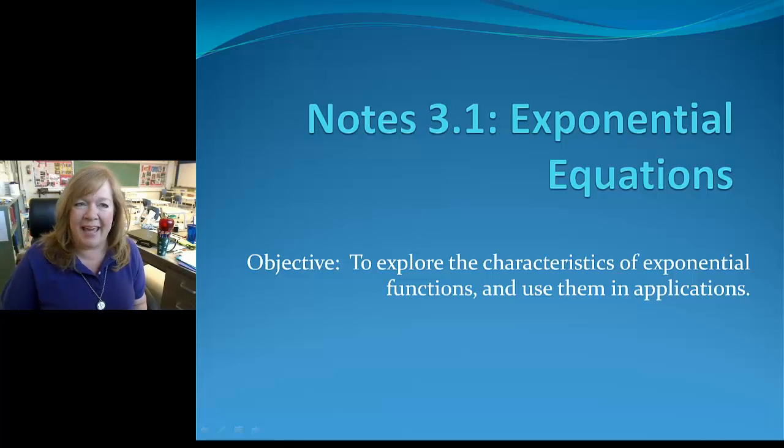Hello, welcome back. Here we are going into exponential equations. I am so excited about this section because there are many things in our world that expand exponentially. For example, population. They say technology doesn't go in a linear pattern, it explodes exponentially.